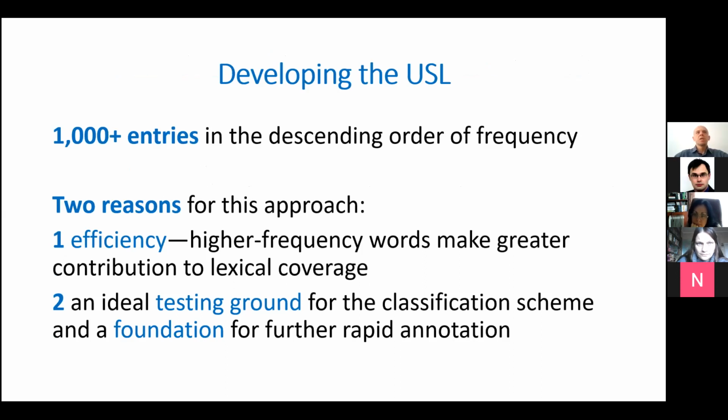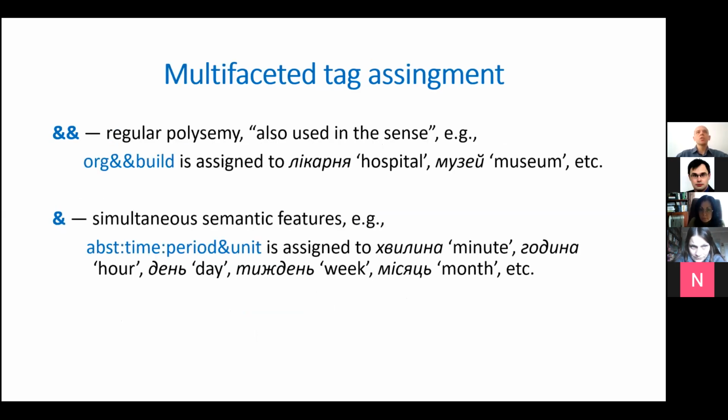So the initial stage of developing the Ukrainian semantic lexicon involved semantic annotation of more than 1,000 entries in the descending order of frequency. There are two reasons for this approach. The first one is efficiency. If I annotate one high frequency word, it will appear many times in the corpus, so it will make a greater contribution to the lexical coverage. And by annotating 1,000 words, we can cover a higher proportion of the corpus. And the second reason is that it's a testing ground for the classification scheme, as I have just described, and it's also a foundation for further rapid annotation.